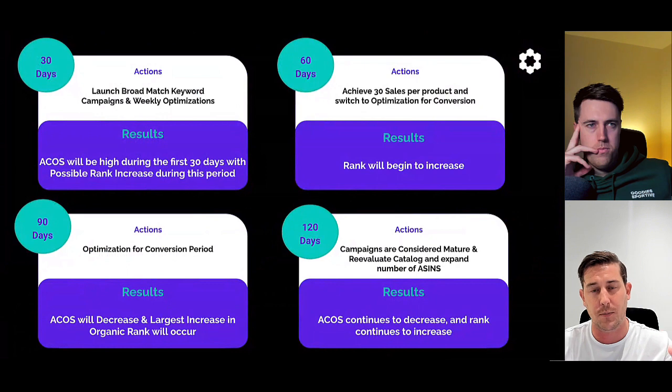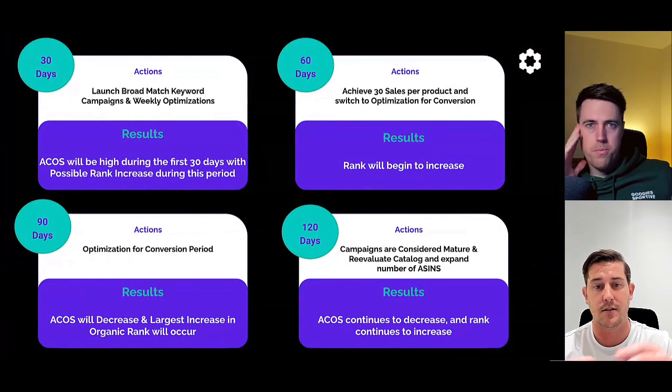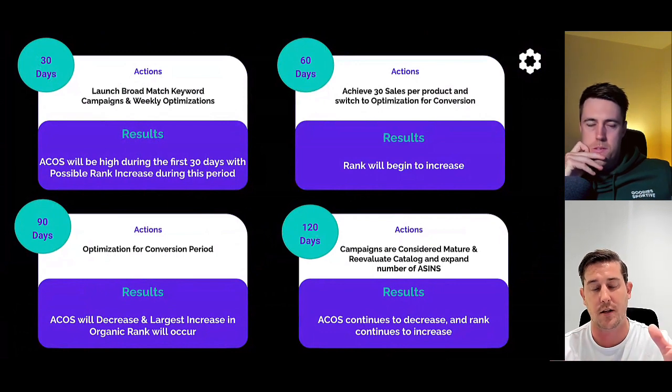We think it has a little bit less effect on organic ranking, but it gets us to the promised land quicker. So in the first 30 days, ACoS is going to be high. You might see an increase in organic rank. Within day 60, we expect to hit 30 conversions, and that's when we switch to optimization for conversion. Rank during those first 60 days will begin to increase. By 90 days, we've been optimizing for conversion for 30 days. This is where you'll see the biggest increase in rank, the biggest decrease in ACoS.